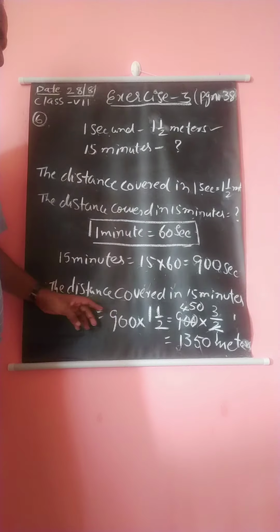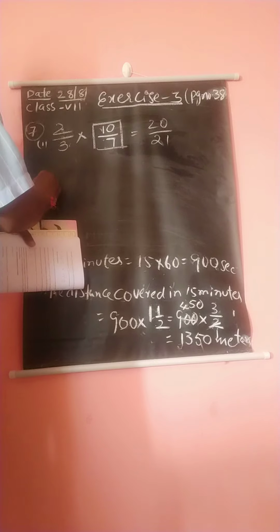Here 2 is the numerator, and the numerator 20 is there. What number should multiply with 2 to get 20? 10. 2 tens are 20. And what number multiplies with 3 to get 21? 3 sevens are 21. So 2 by 3 is multiplied with 10 by 7 to get 20 by 21. This is the first problem, and now the second problem.